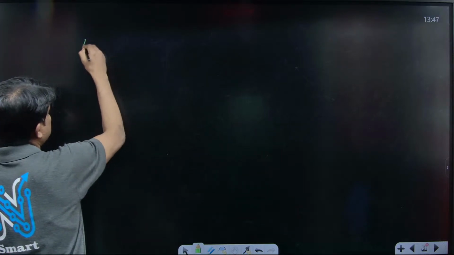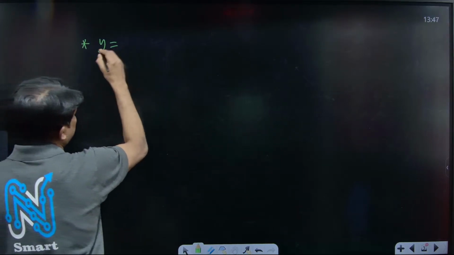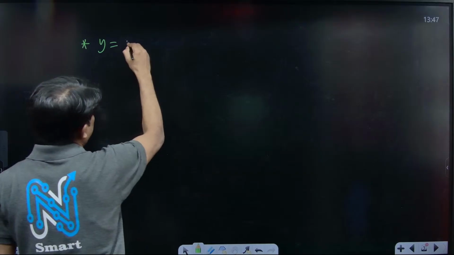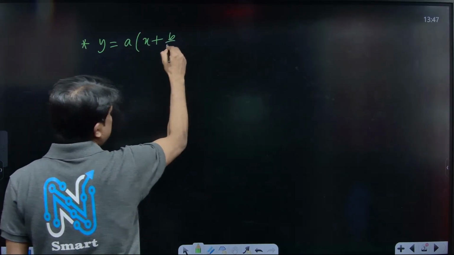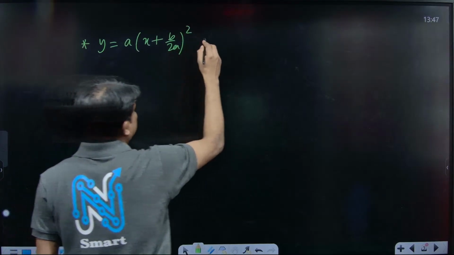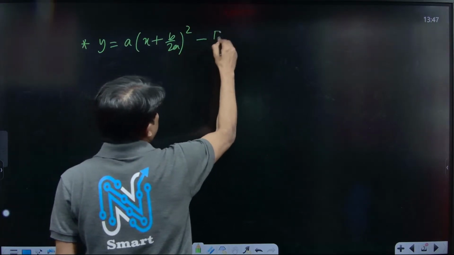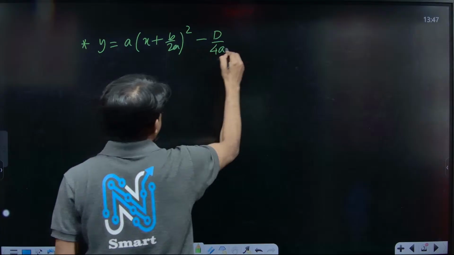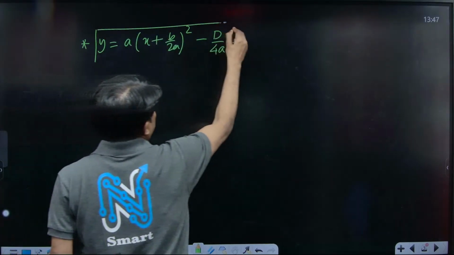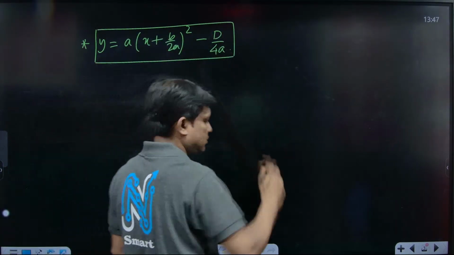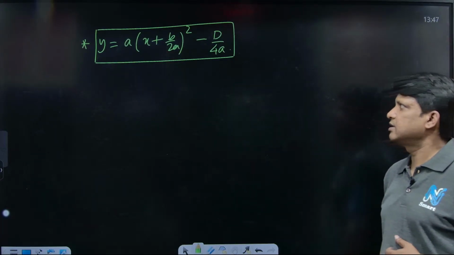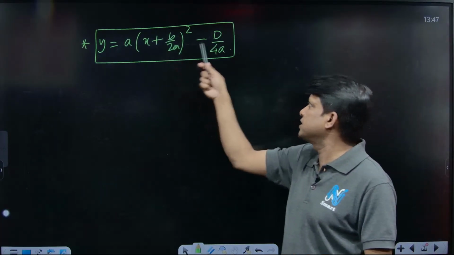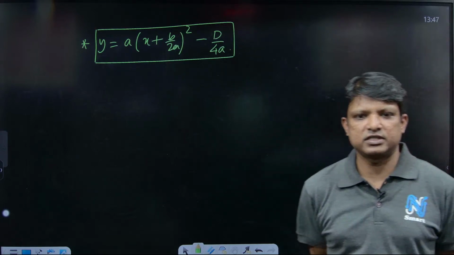Next, it becomes y equal to a into (x plus b by 2a) whole square minus discriminant by 4a. This is the main transform of a quadratic expression to y equal to a function of x. The x expression has degree 2 and this is a constant term. So this is a parabolic form.